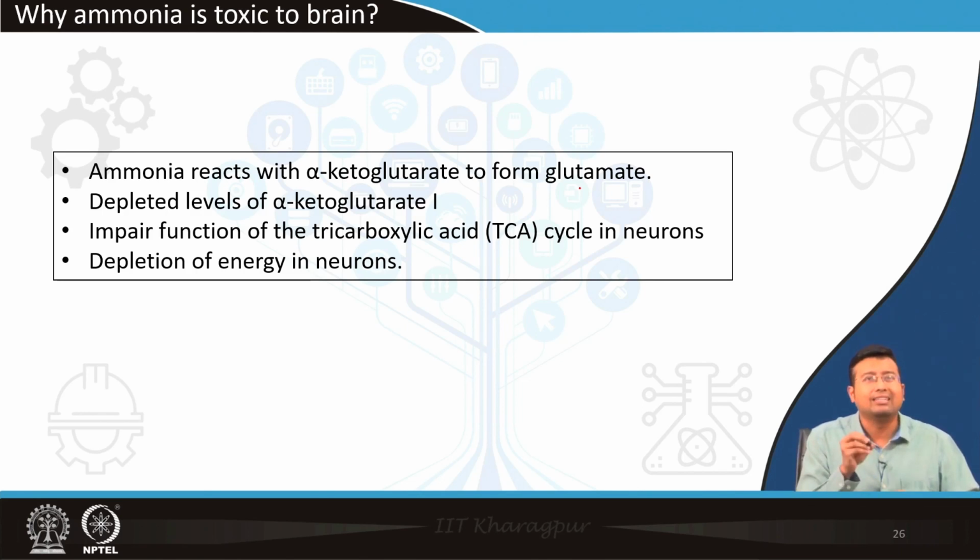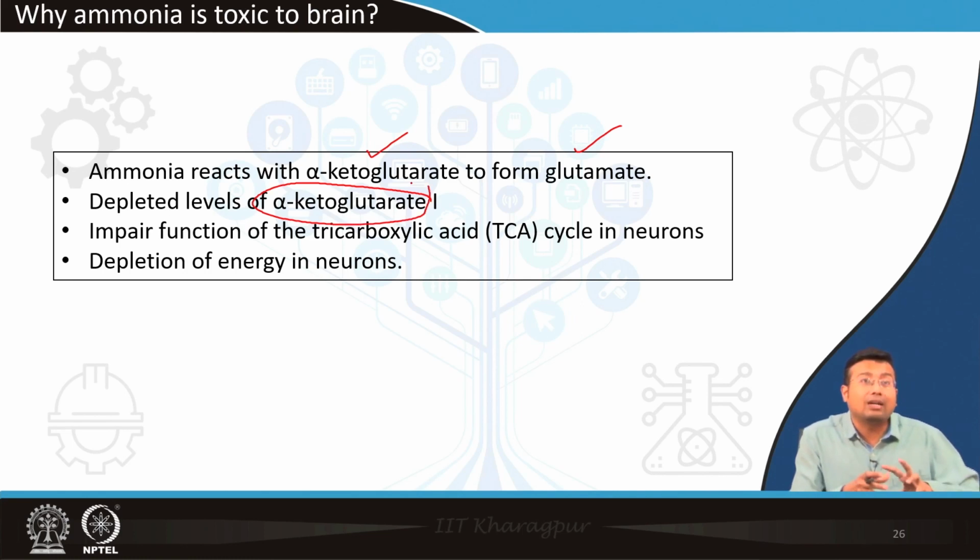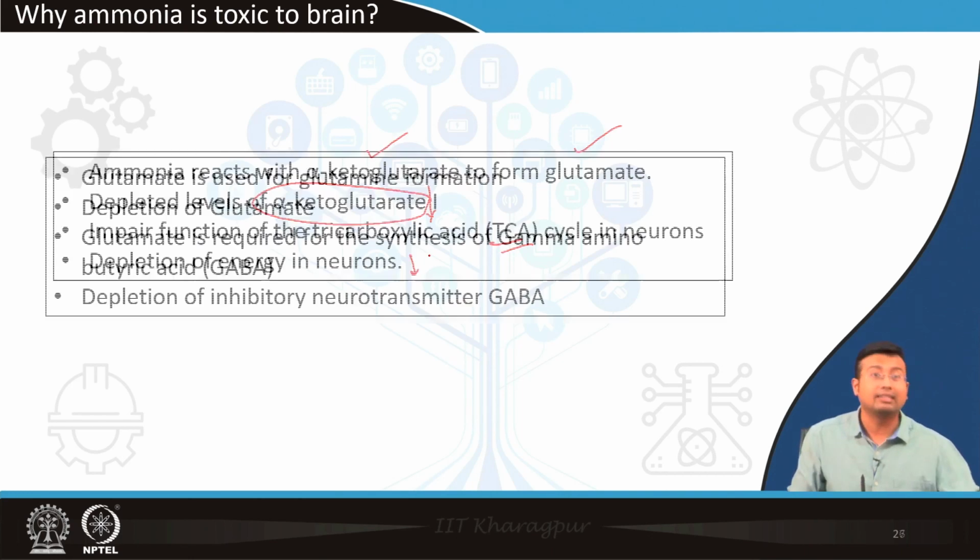You see, we have seen that ammonia reacts with alpha ketoglutarate to form glutamate, right, via the enzyme glutamate dehydrogenase. So if there is excess ammonia, that will produce excess glutamate, and that will lead to depletion of alpha ketoglutarate. Alpha ketoglutarate is an important intermediate of the TCA cycle. If this happens, alpha ketoglutarate level will go down and there will be depletion of energy in the neuron. TCA cycle will be hampered and neuronal metabolism will be severely hampered. There will be no ATP production in the neuron and no neuronal signaling.